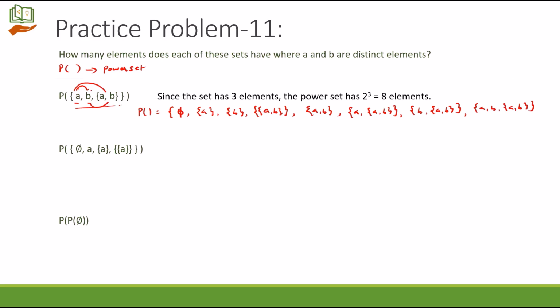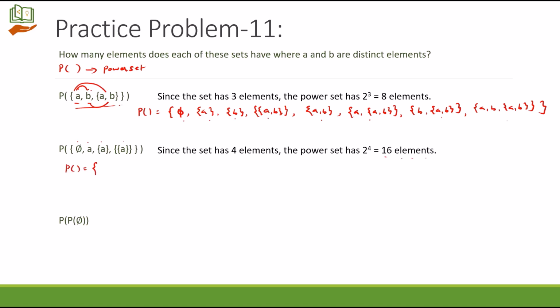How many elements are there? 1, 2, 3, 4, 5, 6, 7, 8. Do we have 8 elements? This is the power set. What about the next power set? It has 4 elements. 1, 2, 3, 4. So the power set should have 2 power 4, 16 elements.